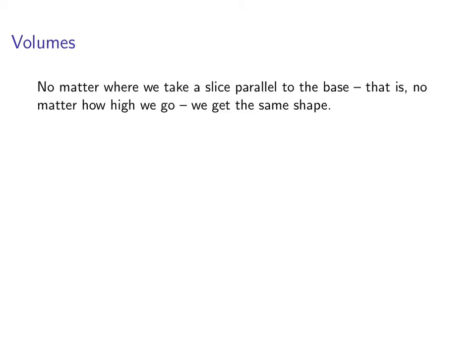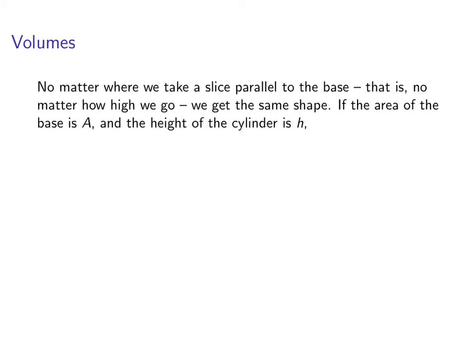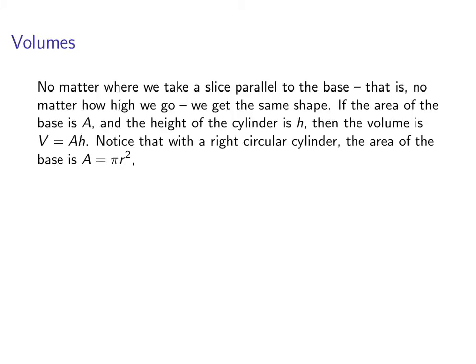So it doesn't matter where we take this slice parallel to the base. No matter how high we go, we're going to get the same shape. So if the area of the base is A and the height of the cylinder is h, then the volume of the cylinder is A times h. And notice that with a right circular cylinder, the area of the base is pi r squared, which then gives us the volume of the cylinder. The volume of a cylinder is A times h, which is pi r squared h. And really, this is how I remember the formula for the volume of a right circular cylinder.